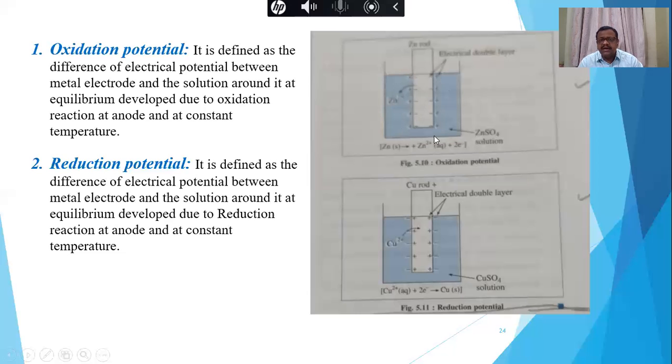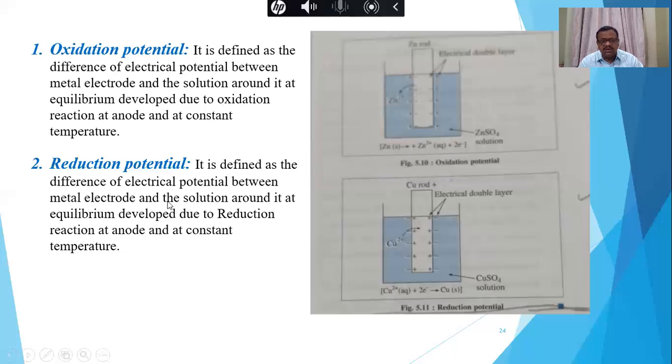In the solution, there are Zn2+ ions, so these Zn2+ ions accumulate around the zinc rod, and there is formation of an electrical double layer, that is a positive layer in the solution and a negative layer on the rod. In this way, there is an electrode potential due to oxidation reaction, which is called oxidation potential. This reaction takes place at constant temperature.